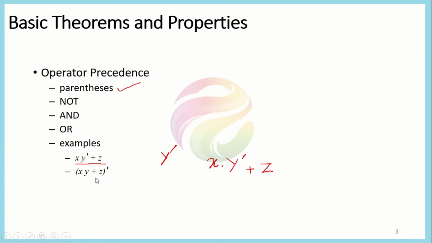Similarly, in the next example, you can see that there is a parenthesis involved. So first we need to evaluate this parenthesis. First is x and y, then we will OR it with z. Once we have done this, we will take its complement. So whenever a parenthesis is involved, we first evaluate the parenthesis, and then we perform the other operations. Like in this case, the second operation was the NOT operation.